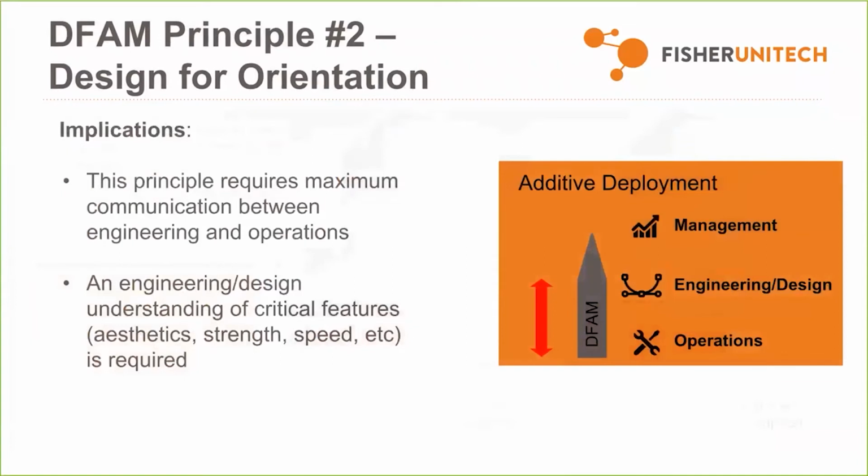So this principle, design for orientation, requires maximum communication between engineering and operations. Operations, the people running the printers, will know what angles, for example, are self-supporting or not self-supporting, and they need to have communication with engineering to make sure that that is known and addressed.